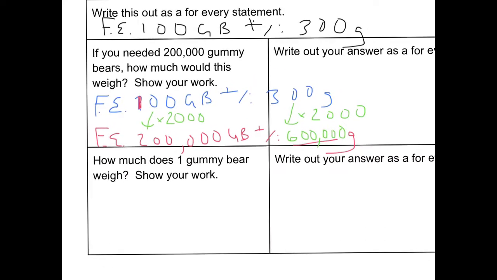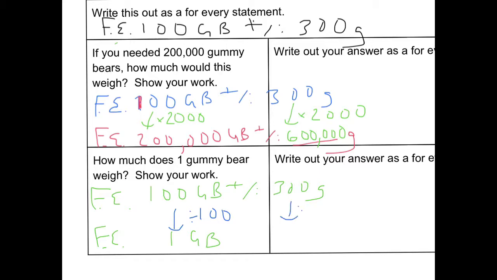And then it says, how much does 1 gummy bear weigh? So again, I'm going to start with this one here. It's just because it's a little bit easier, I think. But you could start with the other one too. So for every 100 gummy bears, there is 300 grams. And I don't want to know 100 gummy bears. I want to know just one. So I'm going to divide by 100. I'm going to divide here by 100. And end up with 3 grams. So 1 gummy bear is 3 grams.